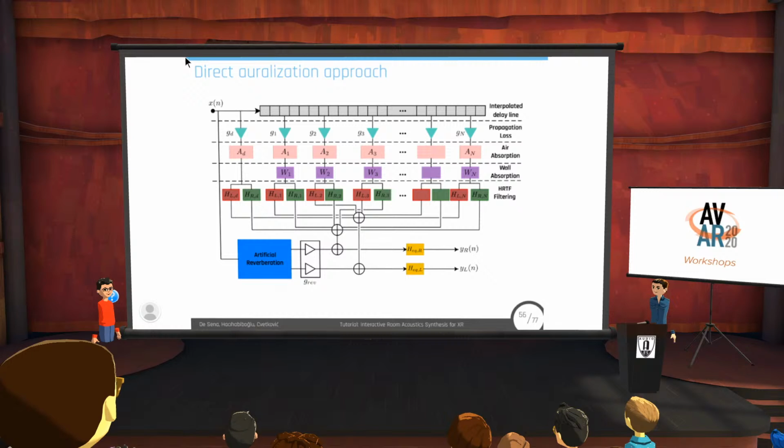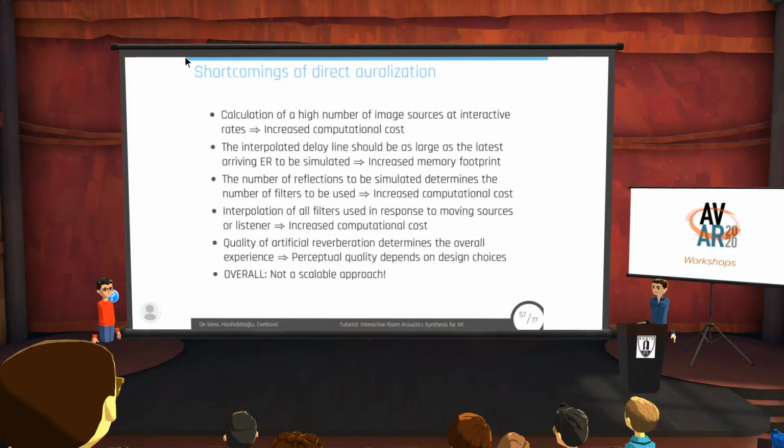Now, this is a very well-structured model, which has been in use for the past 20 years at least, but it has some important problems. So first of all, a good auditory user experience is possible if a high number of early reflections is calculated and updated at runtime. Combined with the validity and visibility tests, this will increase the computational cost greatly. A large delay line is needed to hold as many samples as the latest arriving early reflection requires. This will increase the memory footprint and will be especially not ideal for resource-constrained devices like mobile devices that we use in some cases.